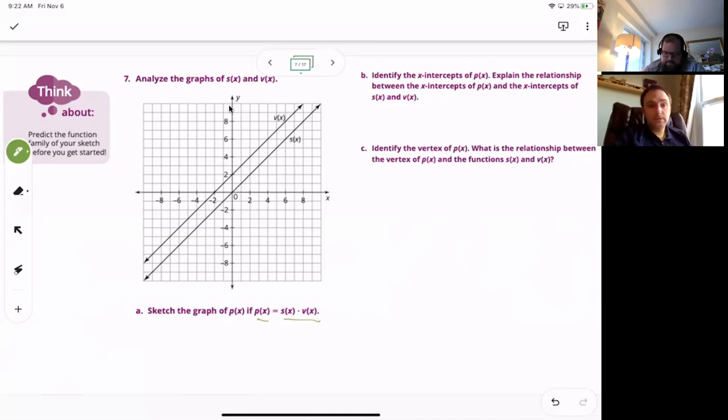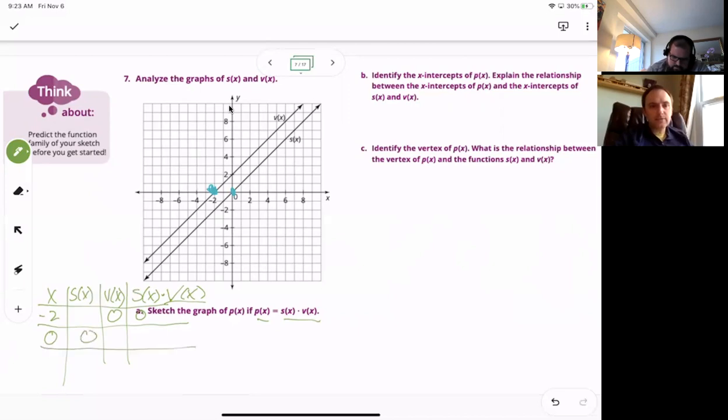So we've got sketch the graph of P of X if P of X equals S of X times V of X. Okay, I'm going to say easy points to pick are (-2, 0) and (0, 0). Those have to occur on P of X. Then to the left of negative 2, maybe I plug in negative 3. And if I plug in negative 3 to V of X, well, I'll do S of X because Mr. Carlson has that first. If I plug in negative 3 to S of X, I get negative 2.